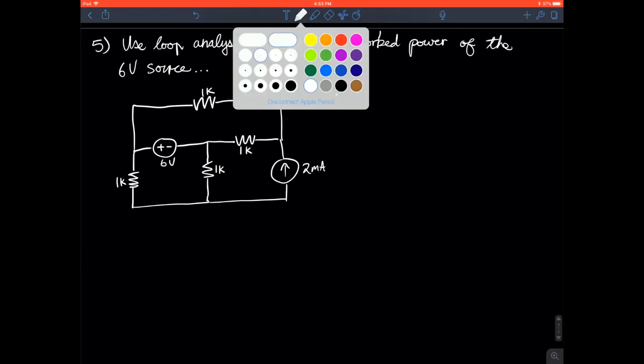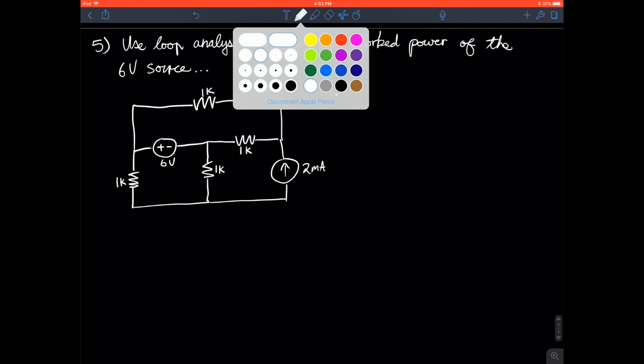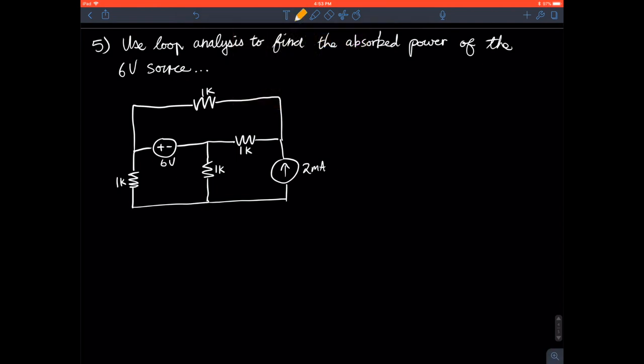Hey guys, so here's number 5 from exam 1 from fall 2017. This one is a loop analysis problem, so the first thing we need to do is draw some loops. The big thing that I highly recommend you do is to make all your loops in each window pane of the problem clockwise and keep them all the same. That'll really help simplify your life and help you not make mistakes.